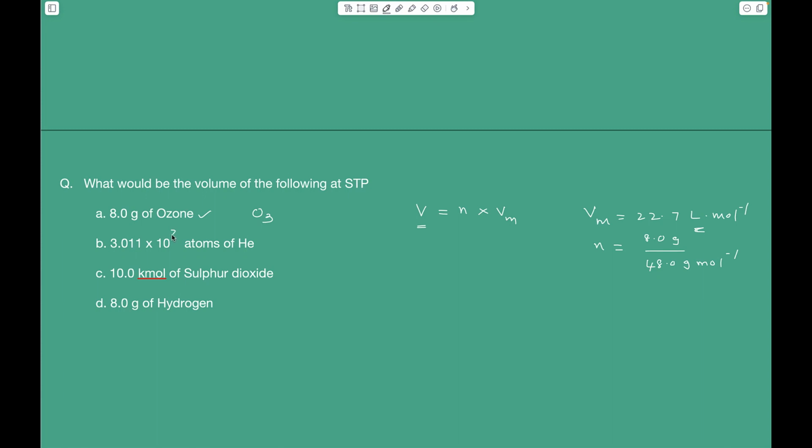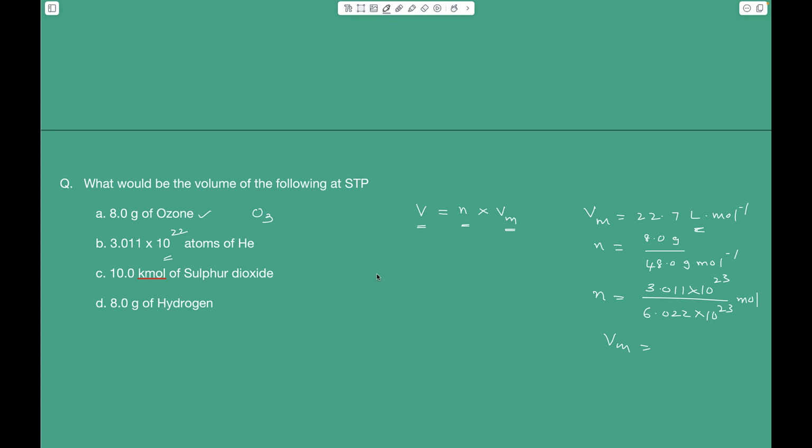3.011 times 10 to the power of, say, 22 atoms of helium. Again, to get the volume, you have to multiply the amount of substance with its molar volume. But here we have the number of atoms. To get the amount of substance given the number of atoms, you have to divide it with Avogadro's constant per mole, and it comes into the numerator. And you know the molar volume is the same. We treat all of them as ideal gases.